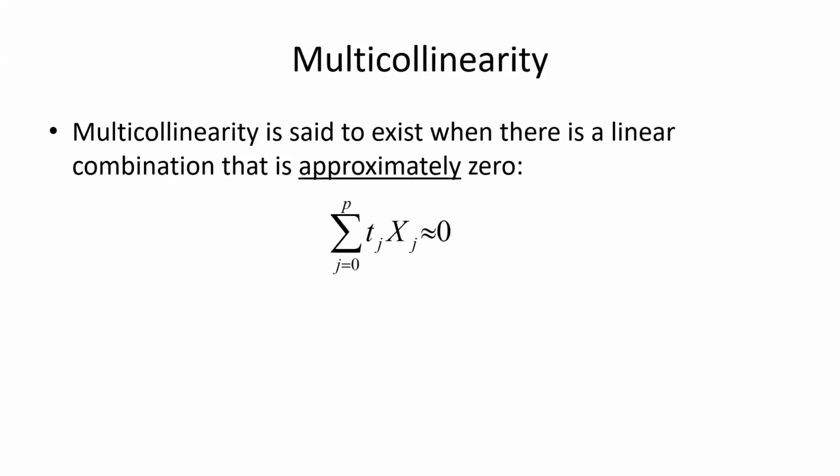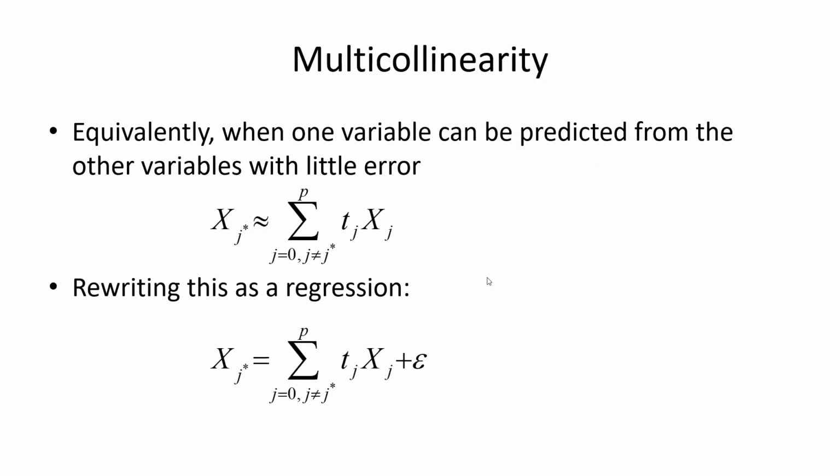We talk about multicollinearity when the linear combination is not exactly 0, but approximately 0. And equivalently, we can say that we have multicollinearity when one x variable can be predicted approximately by a linear combination of the x variables. Aha, linear combination, we are back at regression. So now we can write this as a regression, replacing the approximate sign with an equal sign, but then adding error. And as always, error is distributed normally in the usual way.